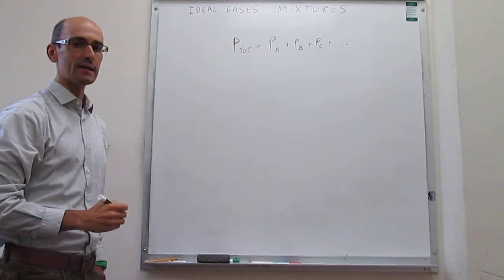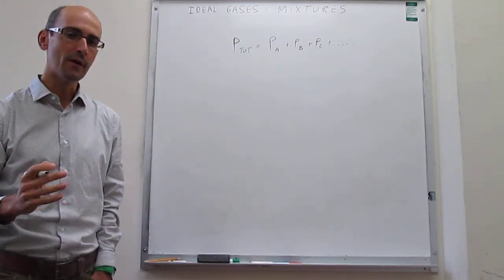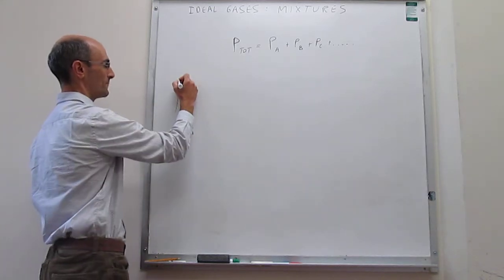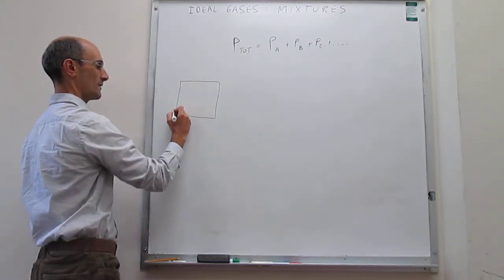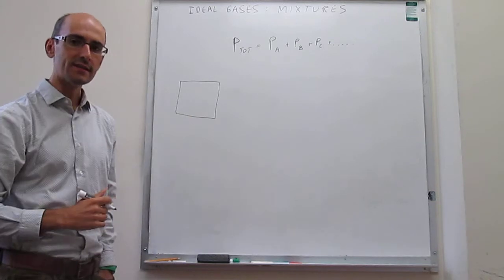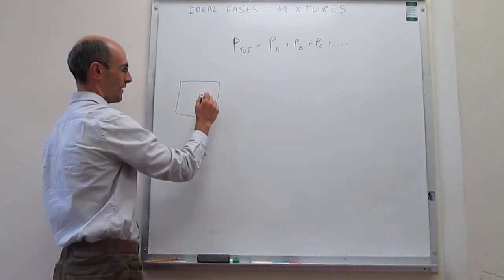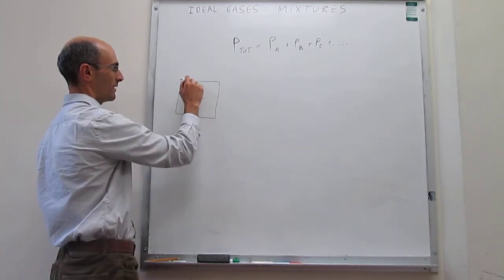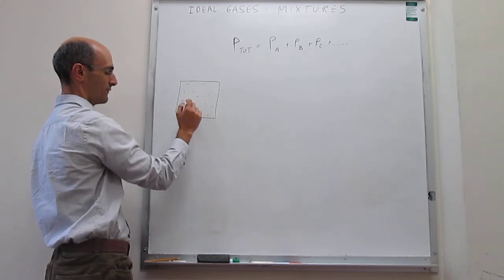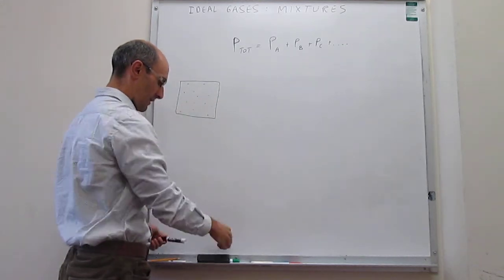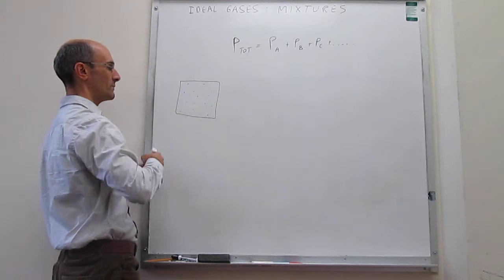Okay, this is what it is. And it's actually a very profound law. We're going to think about this in this way. Suppose that you have a container. In this case, it's a box. And then you have one gas that we're going to call A, distributed kind of uniformly. And then some different gas that is going to be B.